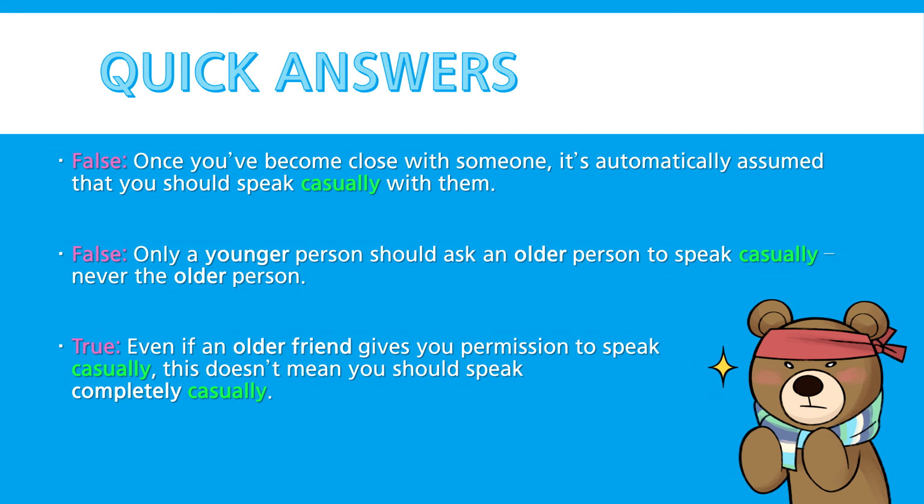Here are the answers. The first question is false. Once you become close with someone, it's automatically assumed that you should speak casually with them. It's not assumed, and you would still need to ask. The second question is also false. Only a younger person should ask an older person to speak casually, never the older person. While typically the younger person will ask first, there's no requirement. And the third question is true. Even if an older friend gives you permission to speak casually, this doesn't mean you should speak completely casually.